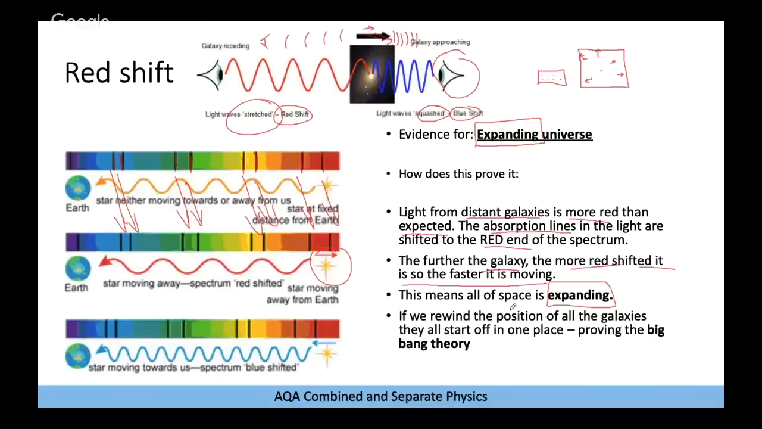If we rewind all of the positions of the galaxies right now, rewind them all to when they started off in the same place, this proves the Big Bang Theory. So just over 13 billion years ago, we can find the exact date of the Big Bang, because when we rewind the position of all of the stars in the galaxies in the universe, they all joined together in one spot just over 13 billion years ago.